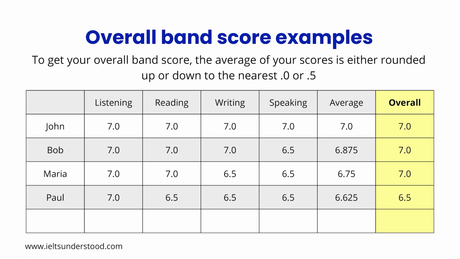Paul, he got 1 7 and then he got 3 6.5s. So his average is 6.625. So this number would be rounded down to the nearest 0.5. So his overall would be a 6.5. And finally, Michelle, she got 6.5 and then 3 6s. So her overall band score would be a 6.0.